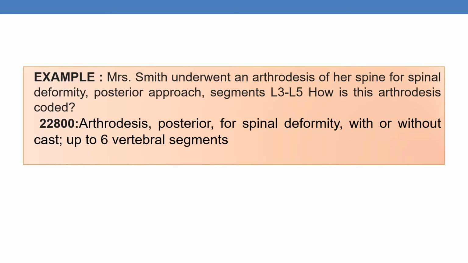Now let us discuss an example. Mr. Smith underwent an orthodesis of his spine for spinal deformity, posterior approach, segments L3 to L5. How is this orthodesis coded? The appropriate code is 22800. Orthodesis, posterior, for spinal deformity, with or without cast, up to 6 vertebrae. Because the vertebrae are fewer than 6 in number, you are using this code for this particular example. For vertebrae L3 to L5, you use 22800.